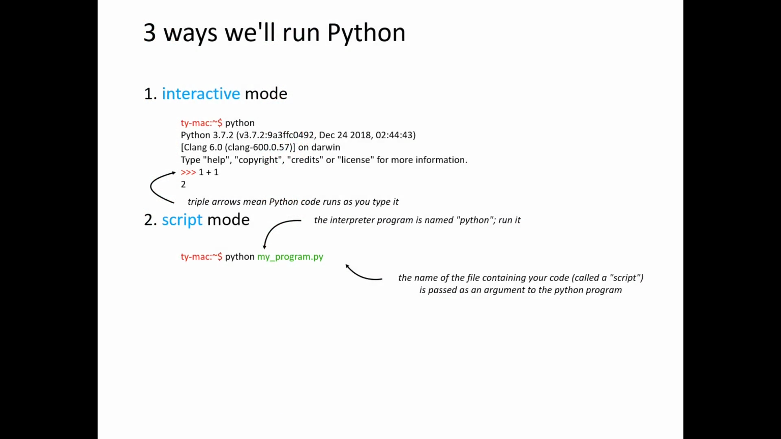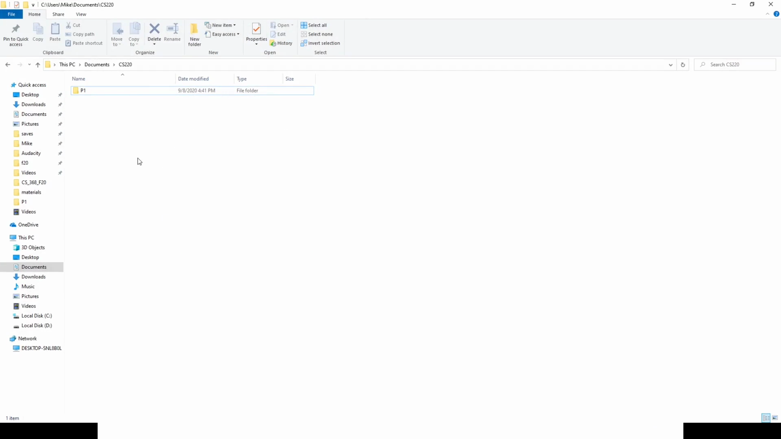All right, next up, the second way we will run Python code is called script mode. This is where we're going to use an interpreter to write a large Python file, .py, and run this script. So let me just go ahead and real quick demo this. I'm going to use IDLE. So first up, I'm going to open up File Explorer.